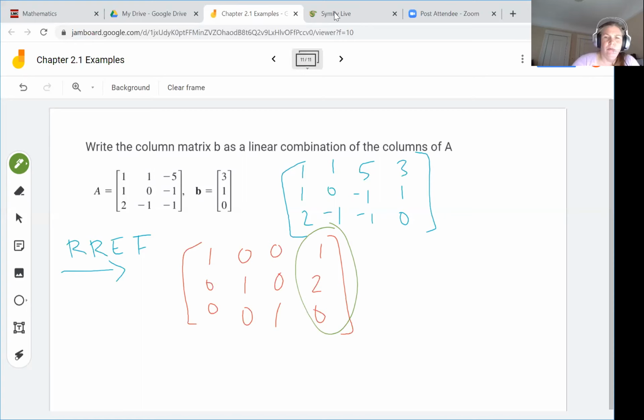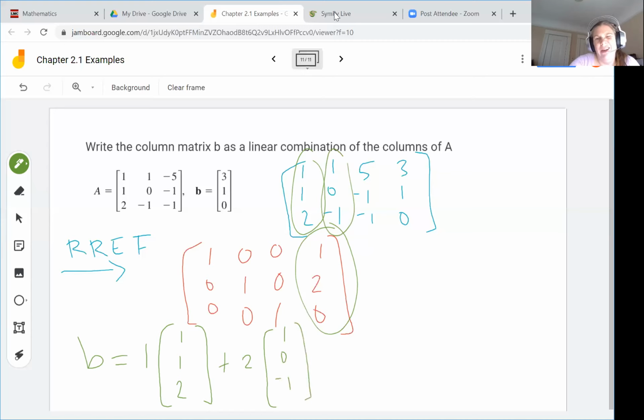of A by. So we can say now, okay, B equals 1 times column 1, 1, 2 from matrix A plus 2 times column 1, 0, negative 1 from matrix A. And you could pull them from matrix A over here. I'm pulling them from the augmented matrix. Either way, they're the same columns. And then 0 multiplied by column 3 from matrix A, 5, negative 1, negative 1.